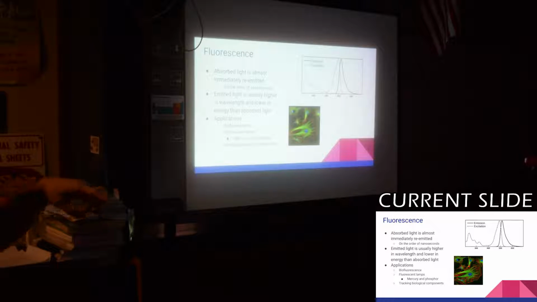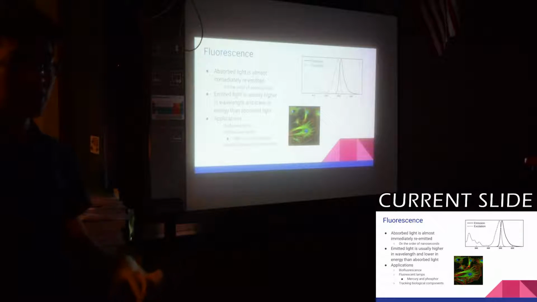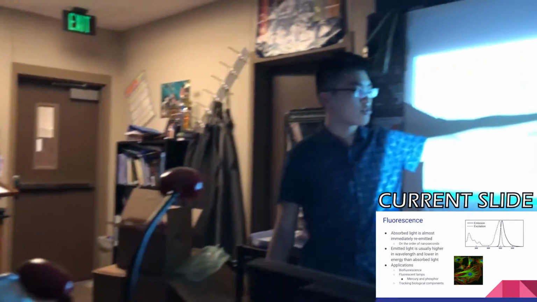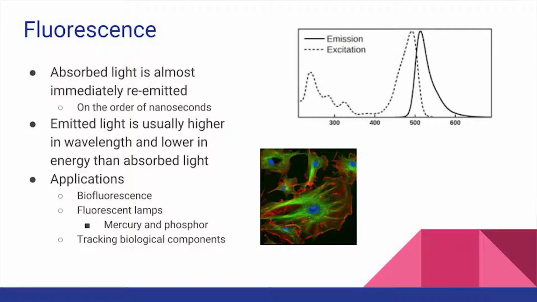Something to take note of is that the light that's emitted is usually lower in energy, which means it's higher in wavelength. You can see this is the emission spectrum for fluorescein. The dotted line shows what it absorbs, and the solid line shows what's emitted. You can see the peaks are slightly shifted.